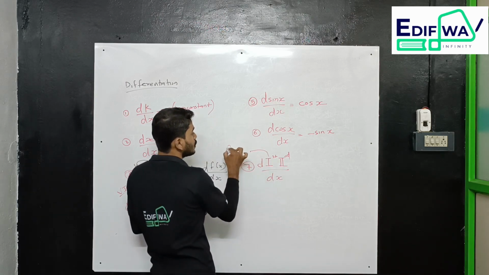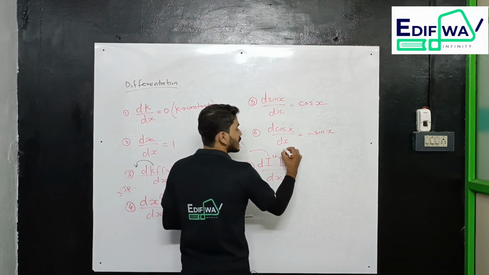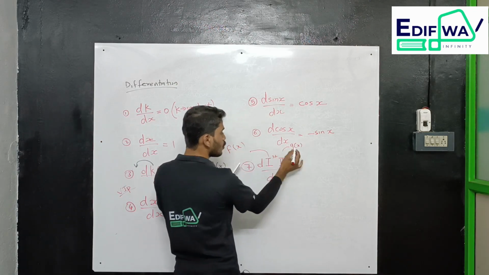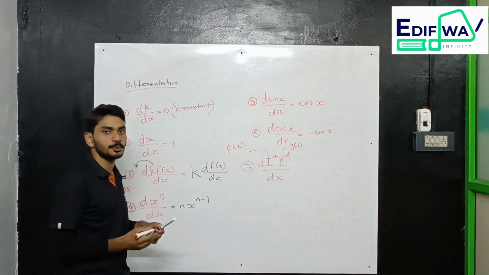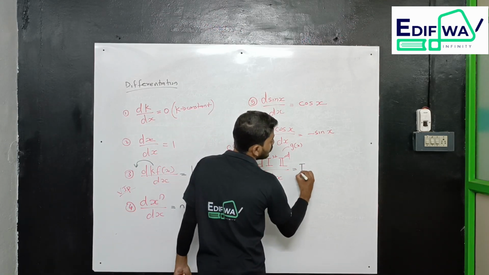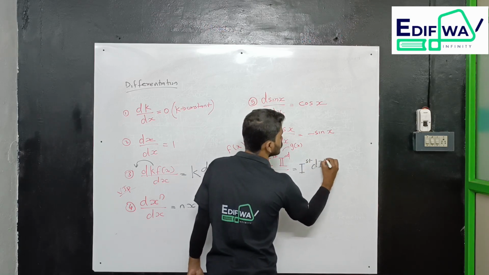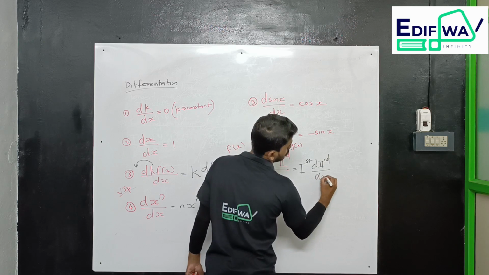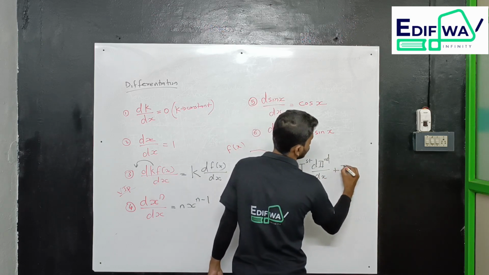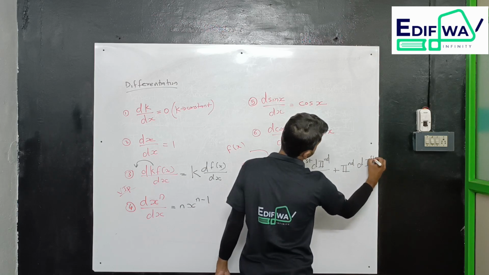Suppose it is an example. Your first function is f of x. Your second function is g of x. These two are functions of x. So what to do? That is what we are going to learn. Then that can be written as first into derivative of second plus second into derivative of first.